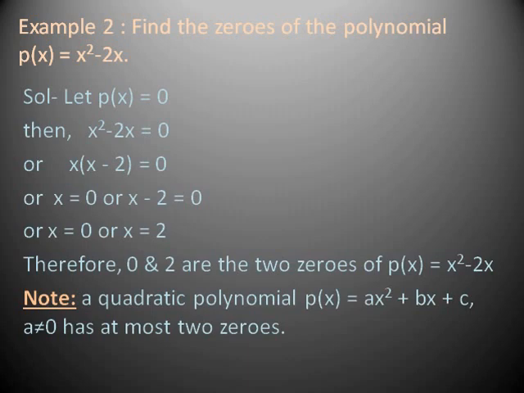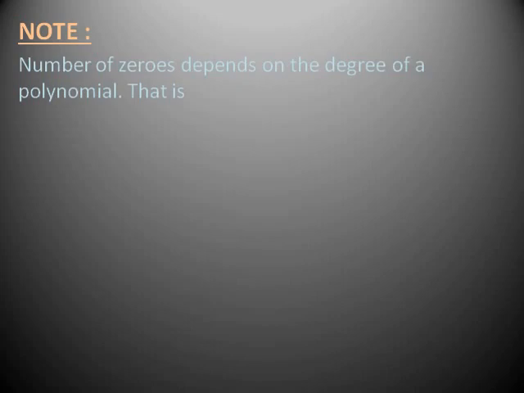Some important points. The number of zeros depends on the degree of a polynomial. We discussed the degree of a polynomial in the previous video: the highest power of the variable in any polynomial is the degree of the polynomial. So here the number of zeros depends on the degree of the polynomial. A linear polynomial, ax plus b, has degree 1, so it has one and only one zero.